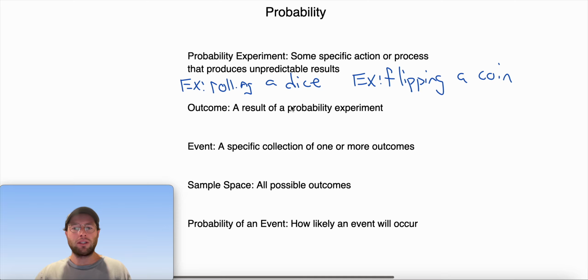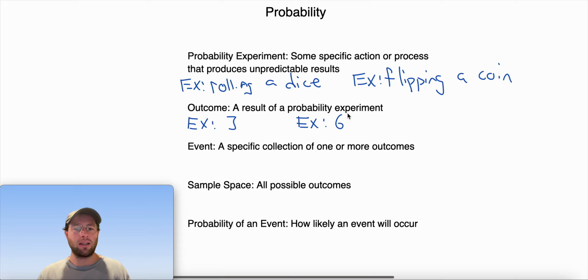The next one we have is outcome. An outcome is a result of a probability experiment. I'll just say right now, for the remainder of the time, I'm going to be following with the example of rolling a dice. An outcome for rolling a dice would be something like rolling a 3. Another example would be rolling a 6.